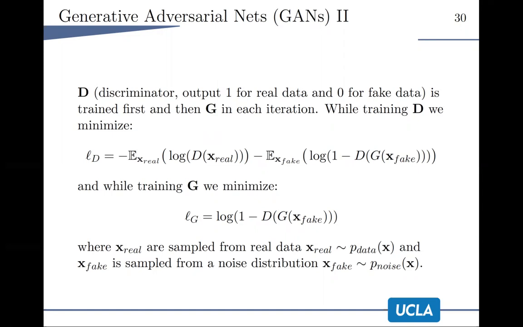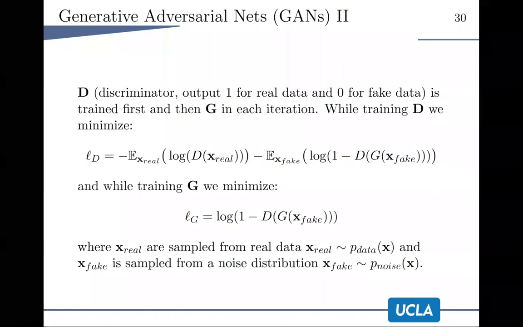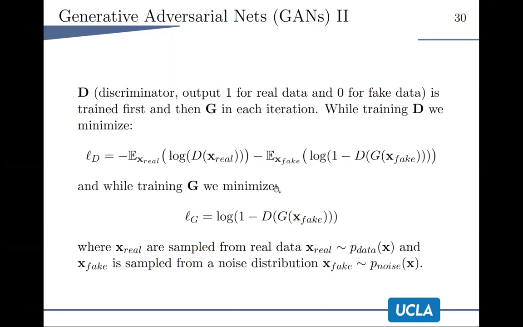We train D until convergence, train G until convergence, and go through many iterations until they reach a balance. While training D, we try to tell the difference between the real data and the synthetic data. And while training G, we want to fool the discriminator. We want to make the generated samples regarded as real examples.